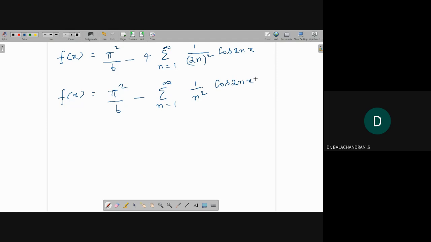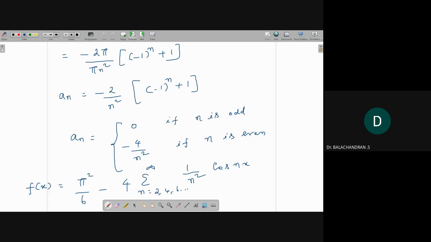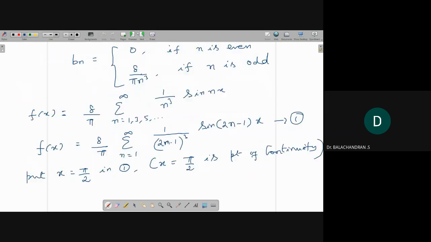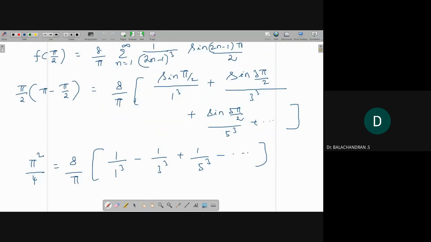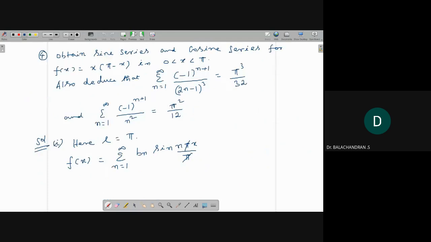Okay, so I think now we need to derive a series for... yes, that is summation of this series, minus 1 whole power n plus 1 by n square is equal to pi square by 12.